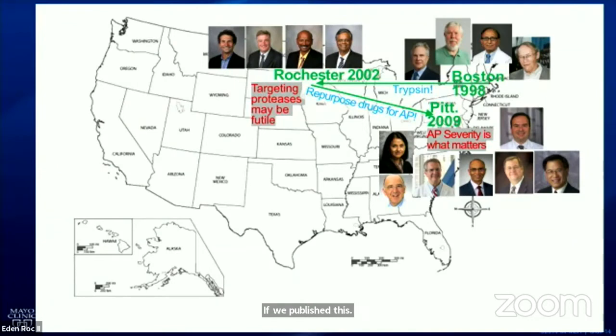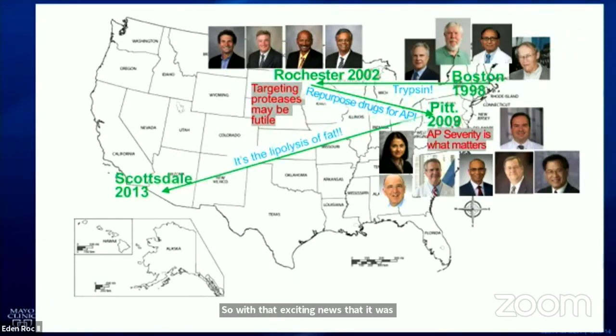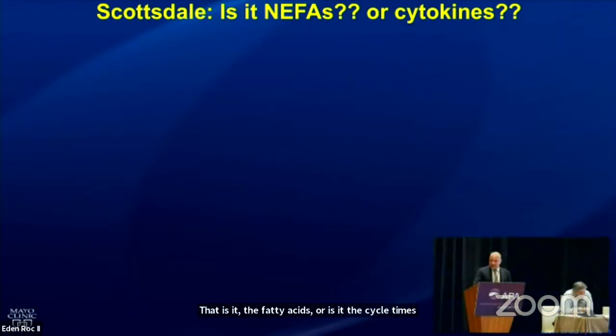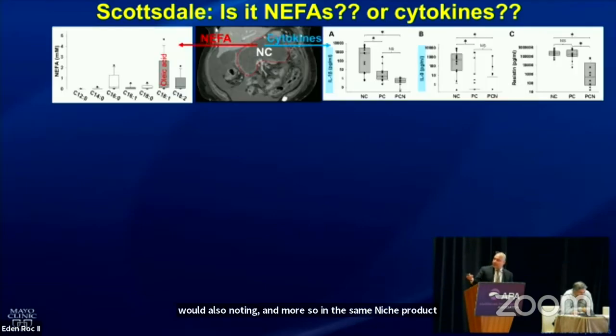So with that exciting news that it was perhaps all to do with the lipolysis in fat, I moved to Scottsdale in 2013. However, one nagging question remained: is it the fatty acids or is it the cytokines? Because there was a very big cytokine response we were also noting, and more so in the same necrotic collections in which we found a lot of fatty acids, oleic acid being the most dominant, closely followed by linoleic acid, 18:1 and 18:2 respectively. We also found a lot of cytokines. For example, we found a lot of IL-1 beta and IL-8, the rat equivalent of which is KC-GRO-alpha, as you will see.